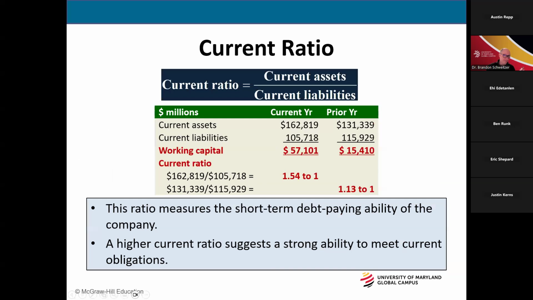This one's my favorite, just personally. The current ratio is current assets divided by current liabilities, and it shows us the company's ability to repay their current debt. Anything above one is great because it shows that they have the ability to repay their debt. 1.5 is awesome; anything above 1.5 is really good. If it's below one, the company might be in trouble. It shows signs of weakness in the company.